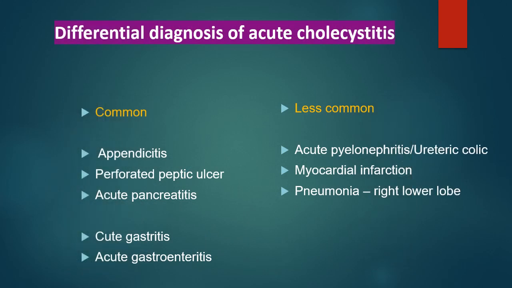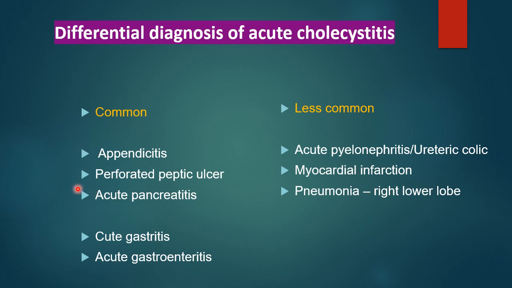Okay, what are the differential diagnoses of acute cholecystitis? Remember these 3 common and 3 less common. Common ones: acute appendicitis, perforated peptic ulcer, acute pancreatitis. So these are the common.